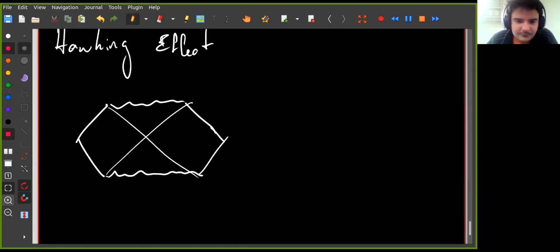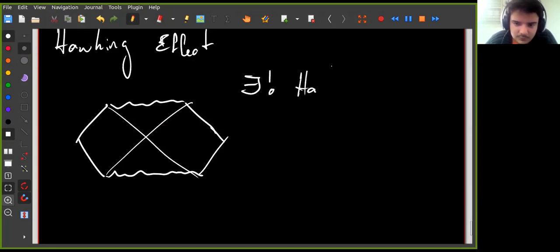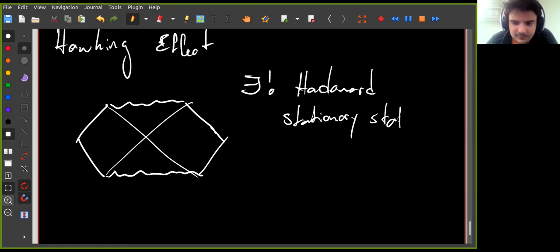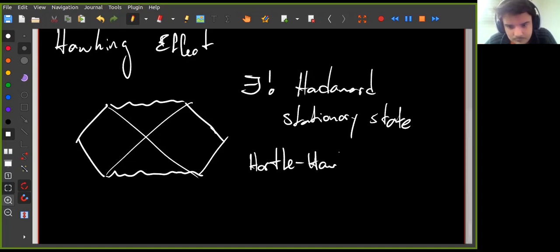So in this situation, we have an eternal black hole. There is a single Hadamard stationary state. Whenever there is a Hadamard stationary state in a static spacetime, it is a unique state. This is called the Hartle-Hawking state, or Hartle-Hawking vacuum, if you prefer.